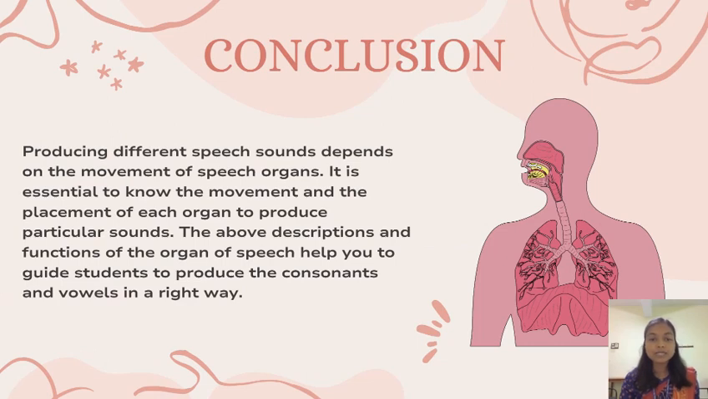So, in conclusion, producing different speech sounds depends on the movement of speech organs. It is essential to know the movement and the placement of each organ to produce particular sounds. The above descriptions and functions of the organs of speech help the students to produce the consonants and words in the right way.